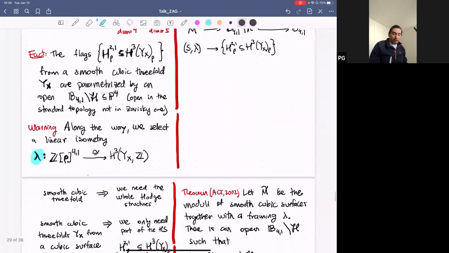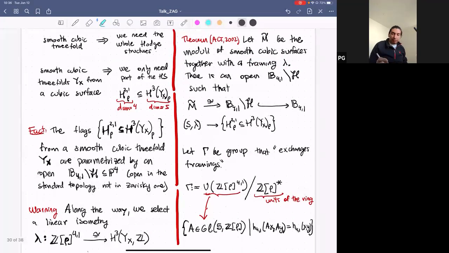What you will do is think about the group that exchanges framings to each other, right? Because the framings are your additional information. So you want to see how you can move from one framing to another. And the group, I'm going to call it gamma. I wrote it here only to remark that the entries are these Eisenstein integers. So it's a very concrete group. First, it's discrete. It's an arithmetic discrete group, very concrete.